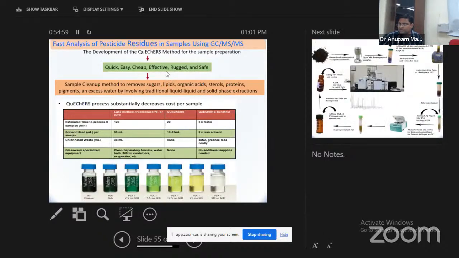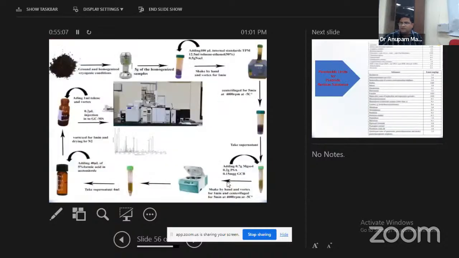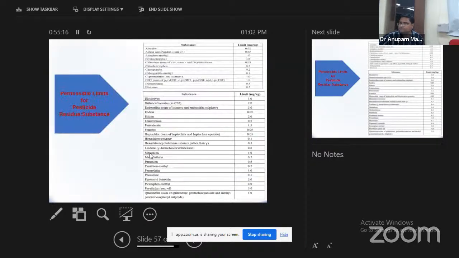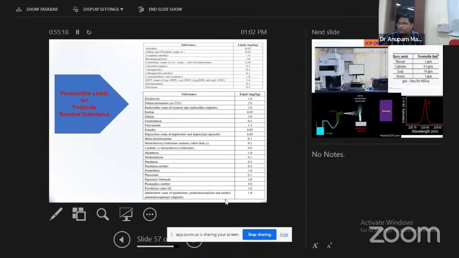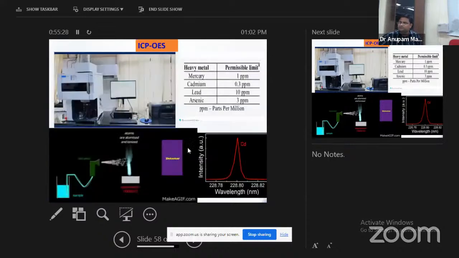You first have to clean up your sample. No further cleanup is required when you put your sample in QuEChERS. Then you get a clean sample, and after that you can apply it on the GC-MS/MS, where you can determine the level of pesticide in the sample. This is the permissible limit of pesticides in the pharmacopoeia. There are 34 types of pesticides. In the pharmacopoeia, we have to analyze them in any Ayurvedic or herbal sample.